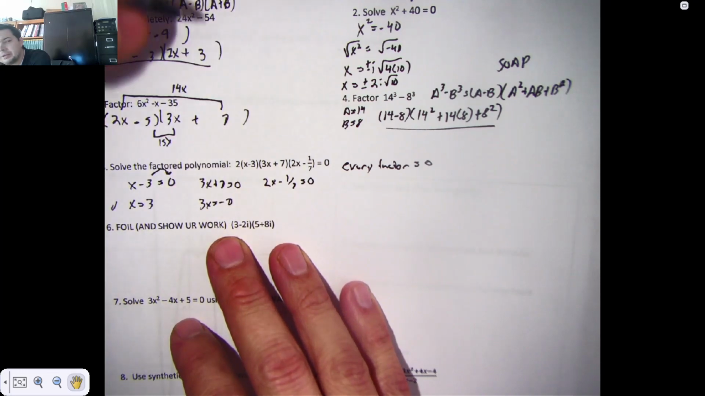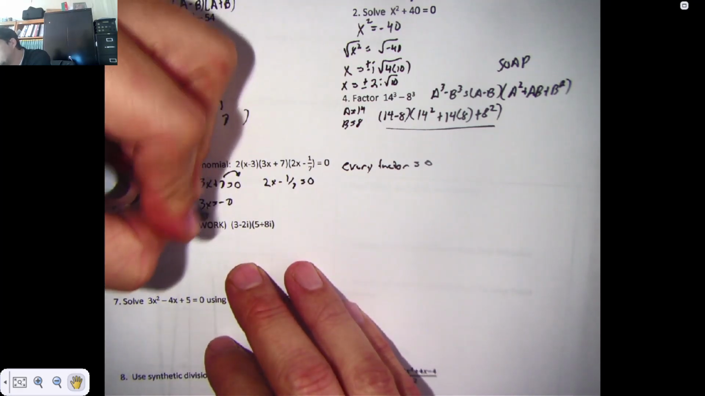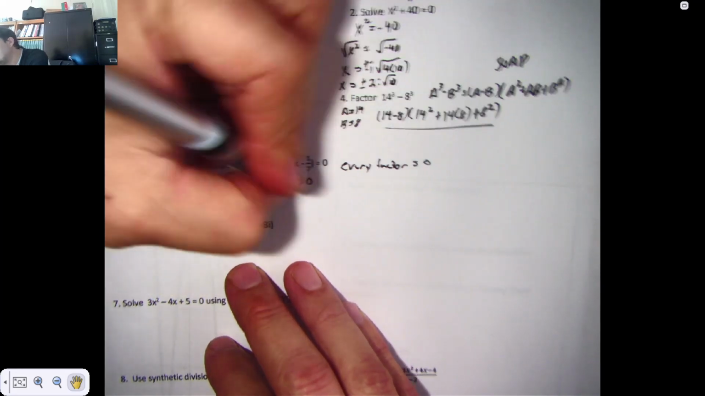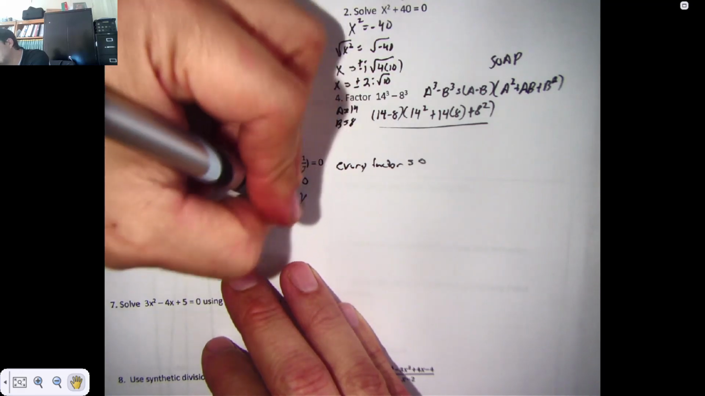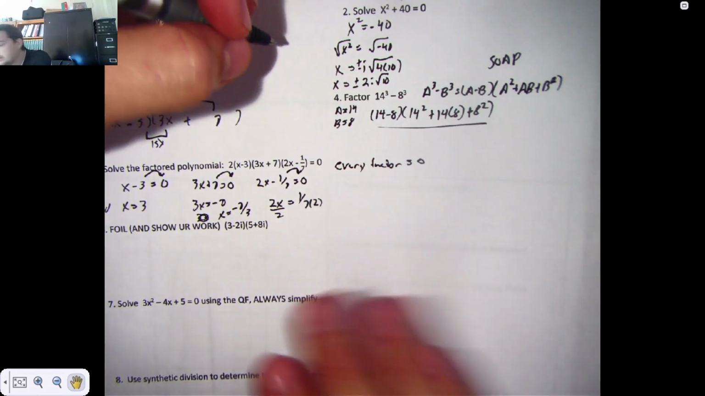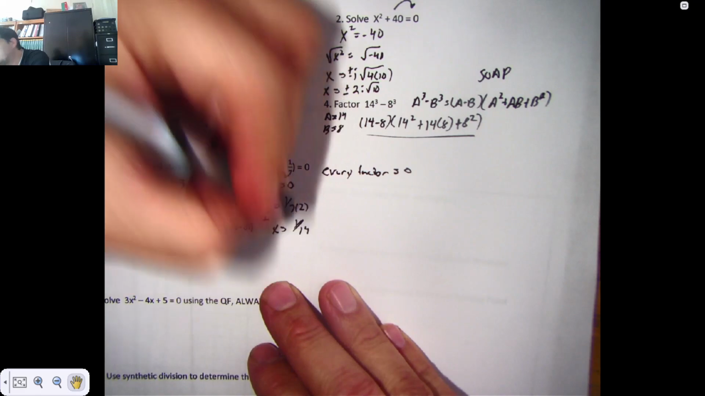This is a 2-step operation. Move the 7 over, change its sign. Now divide by 3. X is negative 7/3. This one a little more complicated. So 2x is now equal to a 7th. We divide by 2, and we throw a 2 in the denominator on the right-hand side. 7 times 2 is a 14th.